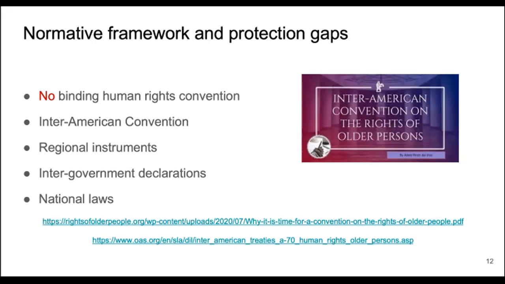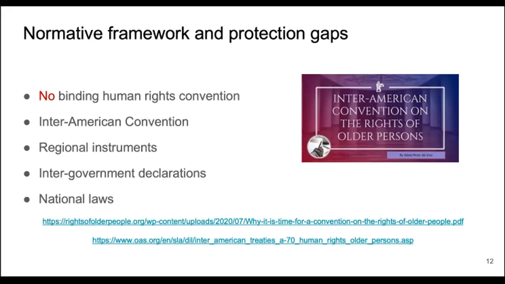There are now conventions on the rights of the child, of women, of Indigenous persons, persons with disabilities, and so on, but none on older persons, except for the Inter-American Convention on the Rights of Older Persons, which also stipulates a right to palliative care under the right to life and dignity. It says states parties shall take steps to ensure that public and private institutions offer older persons access without discrimination to comprehensive care, including palliative care.